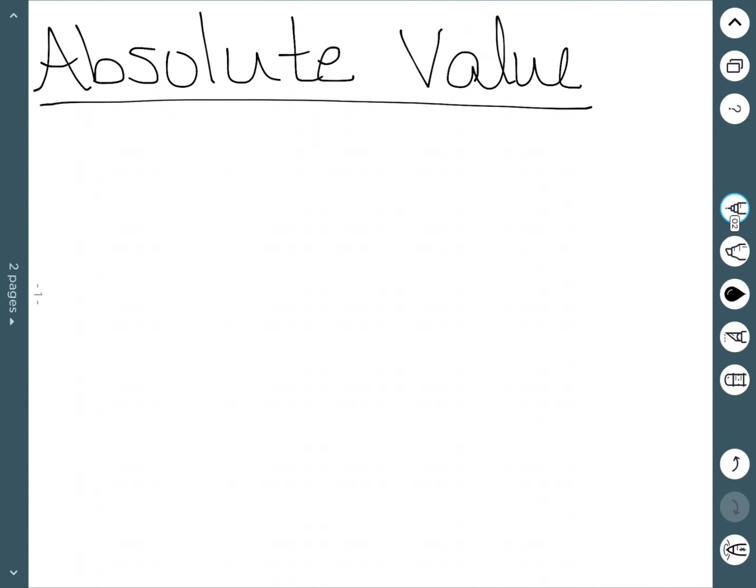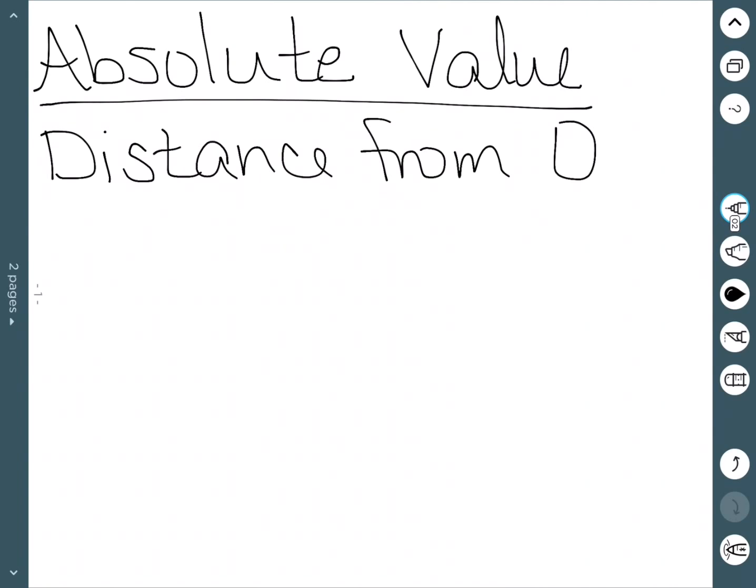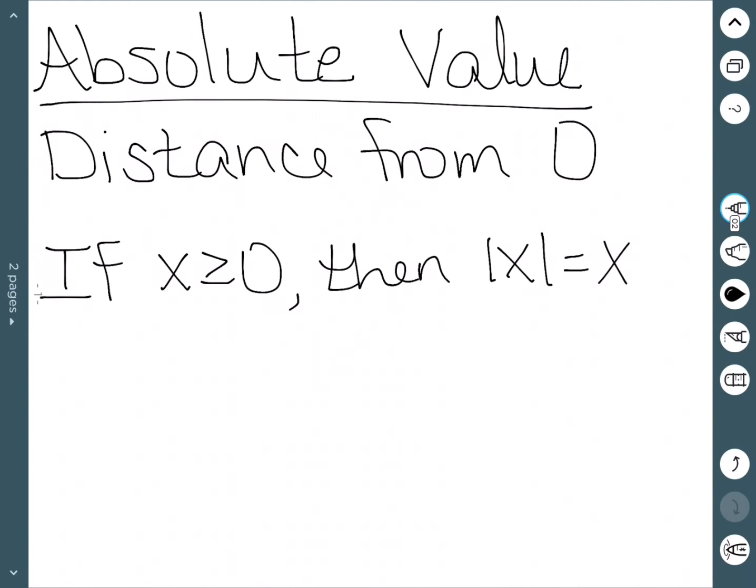We'll now look at what the absolute value of a number means and how it can be used. So first, what exactly is the absolute value? The absolute value of a number is telling you how far it is from zero. It's telling you the distance the number is from zero. So how do we actually calculate it?